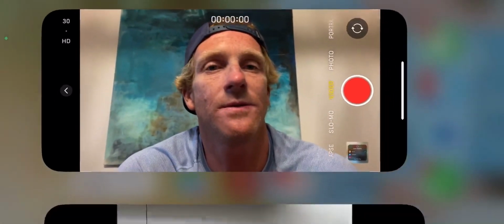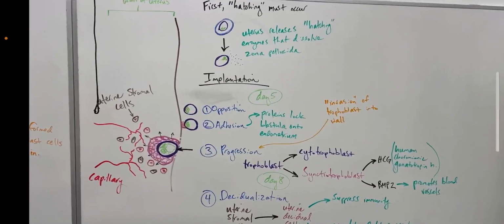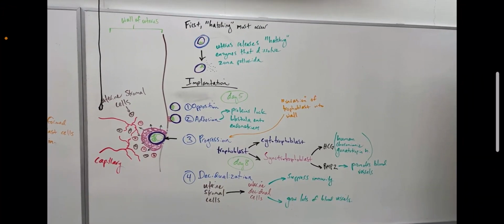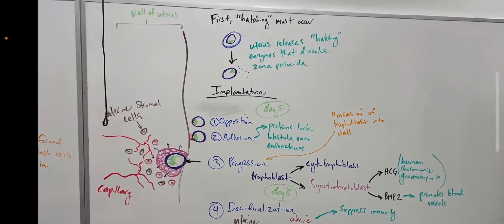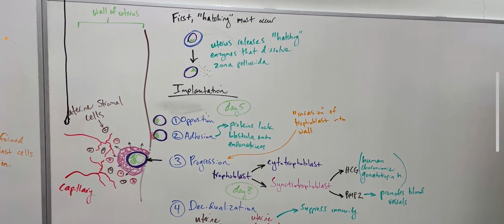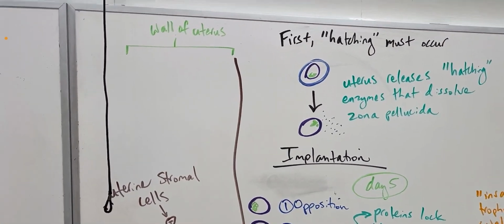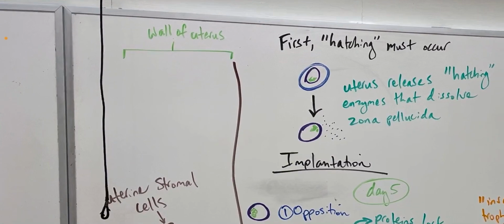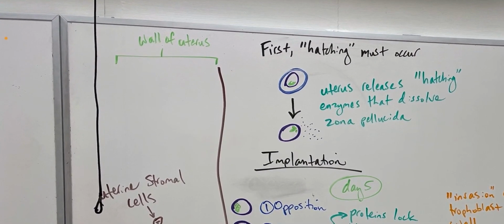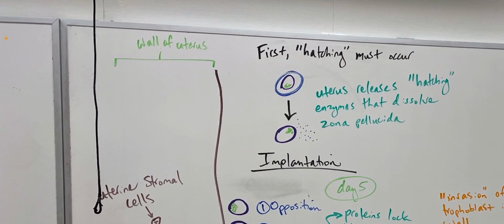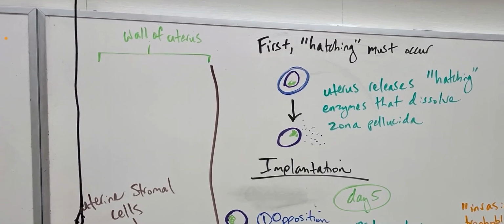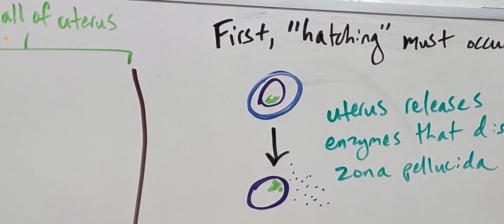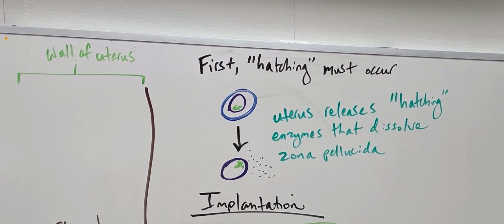All right, so let's see what's going on here. These are the images from the class board. On the left, this represents the wall of the uterus. So on the left of this brown line is the wall of the uterus, and to the right of the brown line is the inside of the uterus. And what we've got here is this blastocyst, which has emerged into the uterus. The first thing that needs to happen before implantation can even occur is that this blastocyst must undergo hatching.